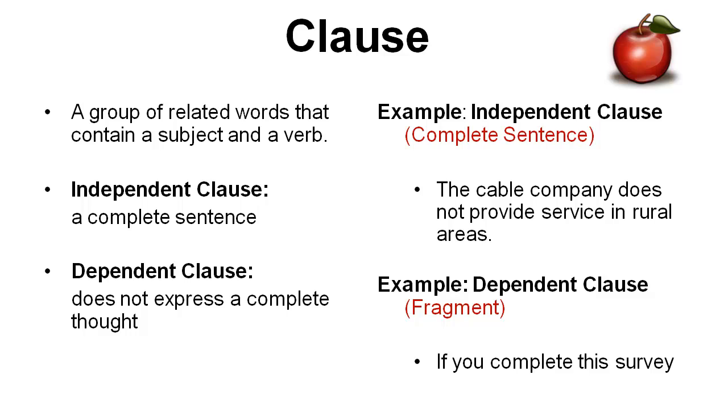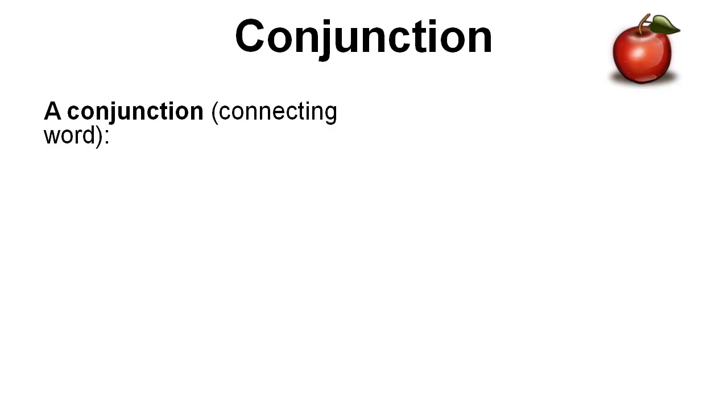Here's a dependent clause. If you complete this survey, it has a subject, you. It has a verb, complete. It has a direct object, survey, but it does not express a complete thought. It is a dependent clause because it is depending on something else to come after it so that the sentence is completed and makes sense.